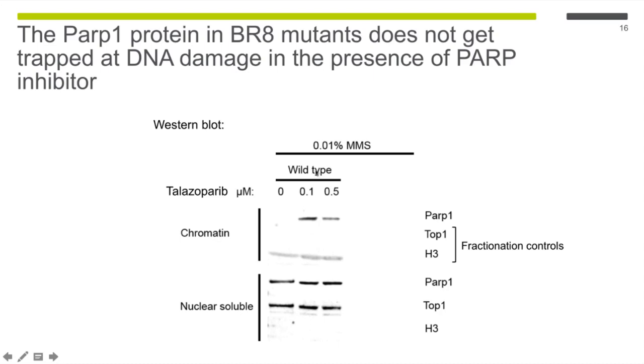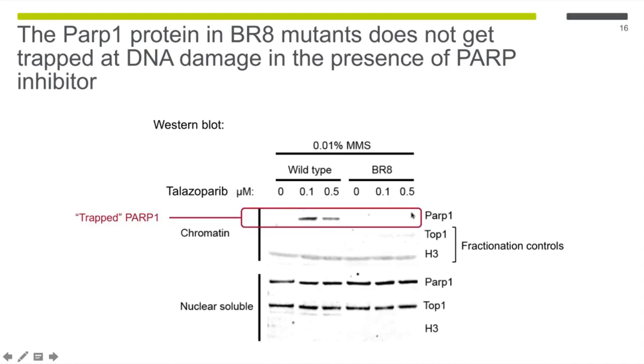On this slide, I'm showing the trapping assay that we do for PARP1. This was developed by Yves Pommier's group. As you can see in wild type cells, when you add a PARP inhibitor, you see PARP1 becoming associated with the chromatin fraction when you do subcellular fractionation of the lysates in these cells. And this is all done in the presence of alkylation damage, which induces single-strand breaks. Whereas in our mutant here, you can see that all the PARP1 is remaining in the nuclear soluble fraction, and we never see any trapped in the chromatin fraction.